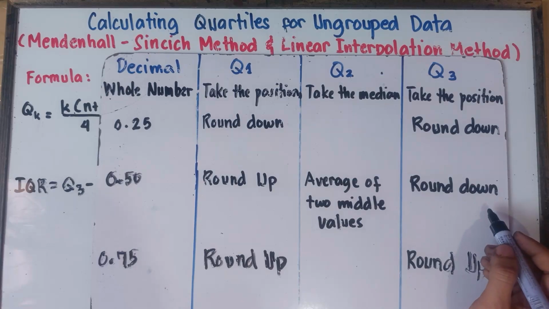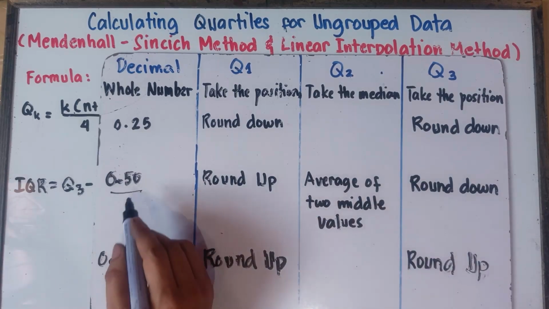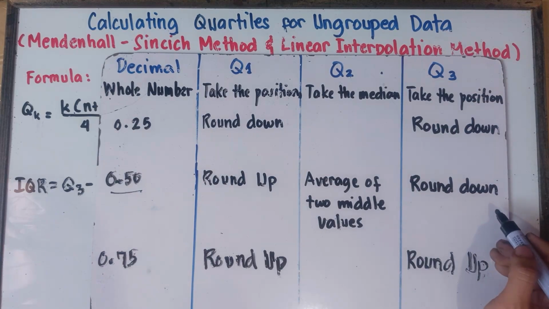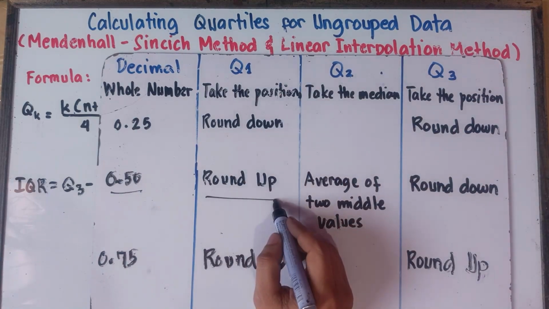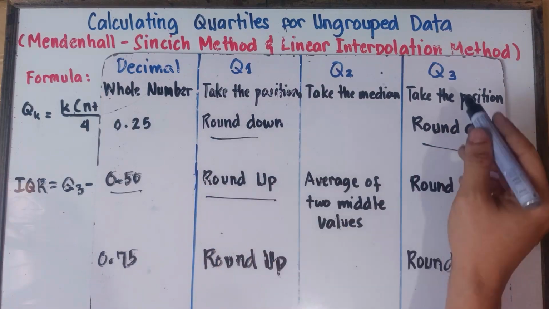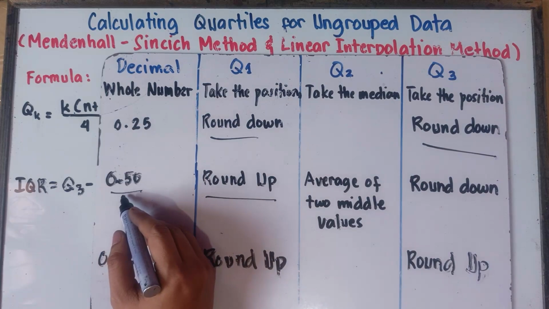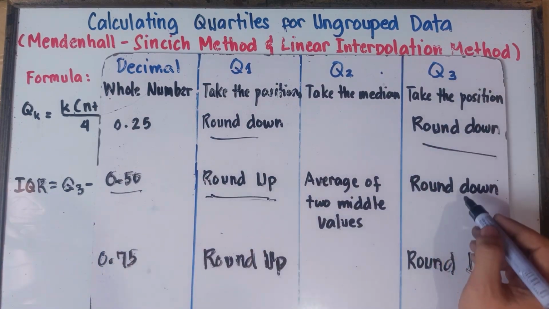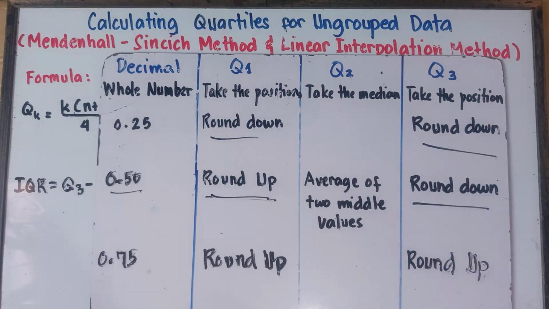Once again, class, check this one out. 0.50 for quartile 3, that would be round down. For quartile 1, that would be round up. For 0.25, always round down. So same, round down, quartile 1, quartile 3, that would be round down. For 0.50, that would be round up. But for quartile 3, it should be round down. And then for 0.75, always round up.